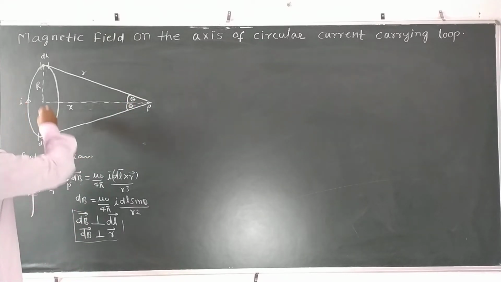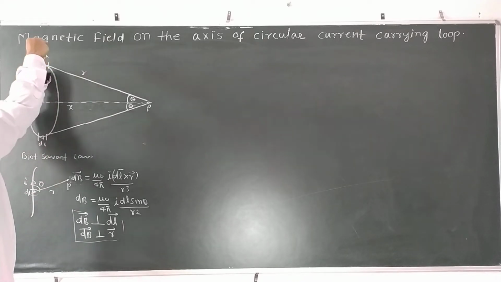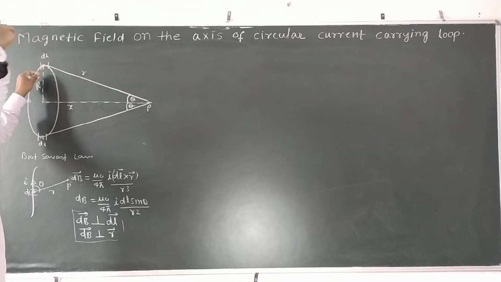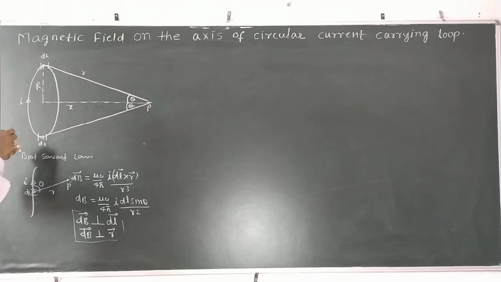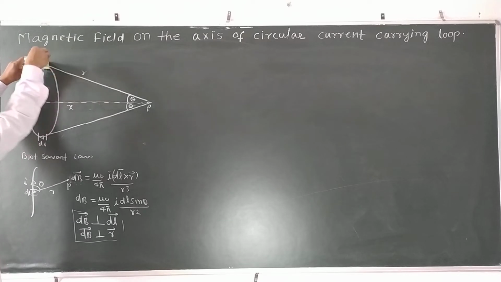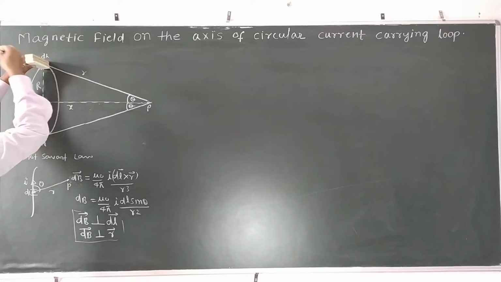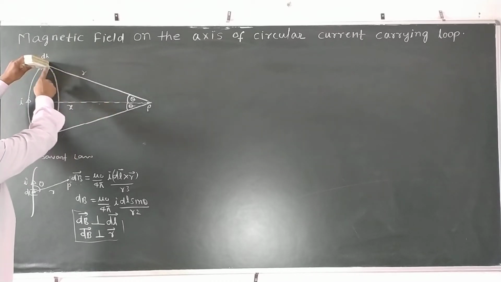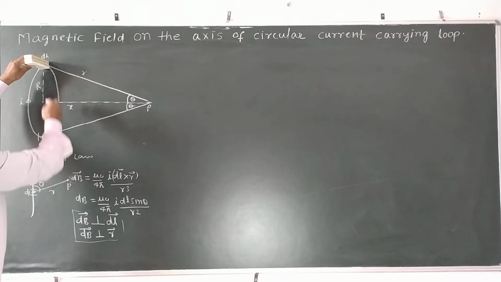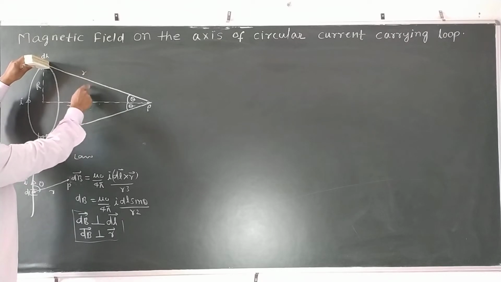So where is the direction of dl? Here the current is like that, so the direction of dl is outward, perpendicular to the board, because the current is going like that. The angle between dl and r is 90 degrees.